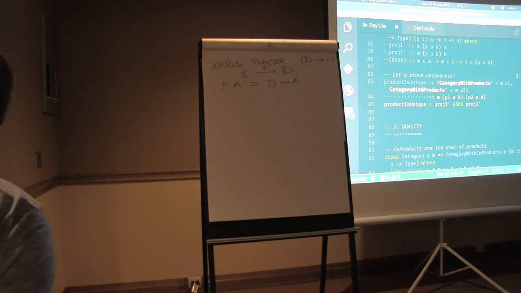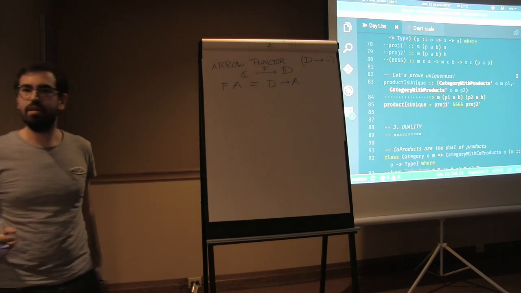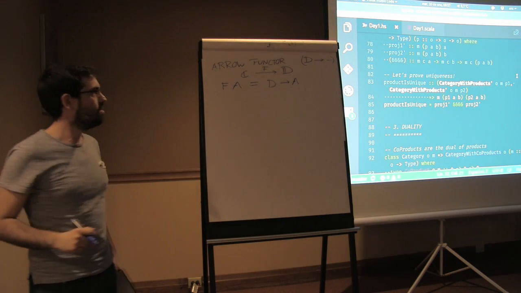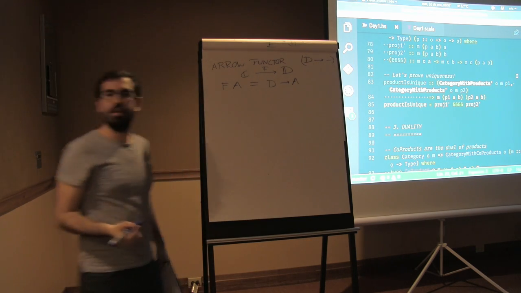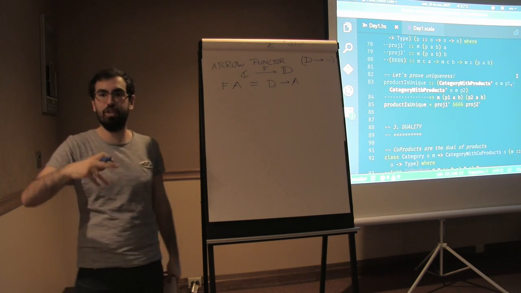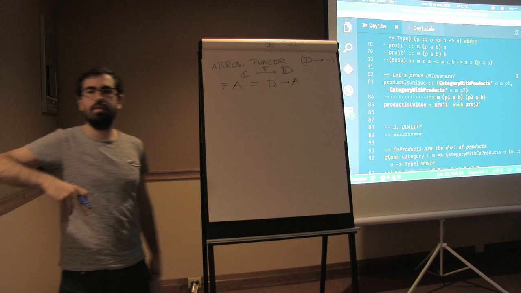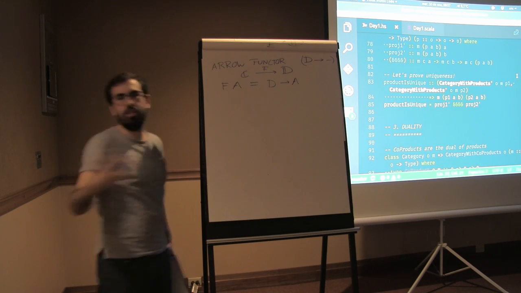So I have the drawing here. Sorry, wait. You take the object from C, and then you map it to what? To the function from D to A. So in Haskell, we'll see it later, but in Haskell, function types are also types, so they are also objects. So I'm mapping every A to the function from D to A.